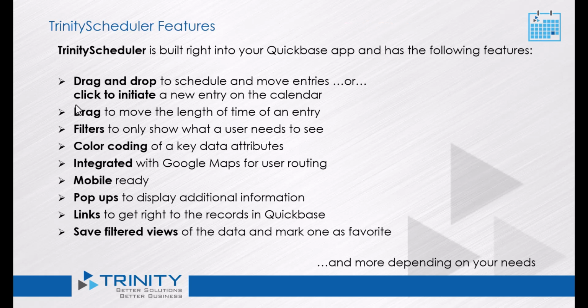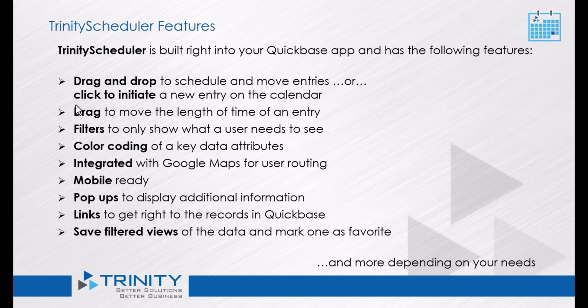Some of the features of Trinity Scheduler include a drag and drop to schedule events on a calendar, or what we call click to initiate to start a new event. You'll see what both of those mean as we go through the demo. We can drag anything around on a scheduler, an event, people, equipment, anything like that to help people schedule quickly. Filters are important on schedulers because there's usually a lot of data on them. Just like what's in Quickbase with filters, we employ that same logic within the schedulers. And color coding of key data attributes is so important for people to be able to see what they need to see.